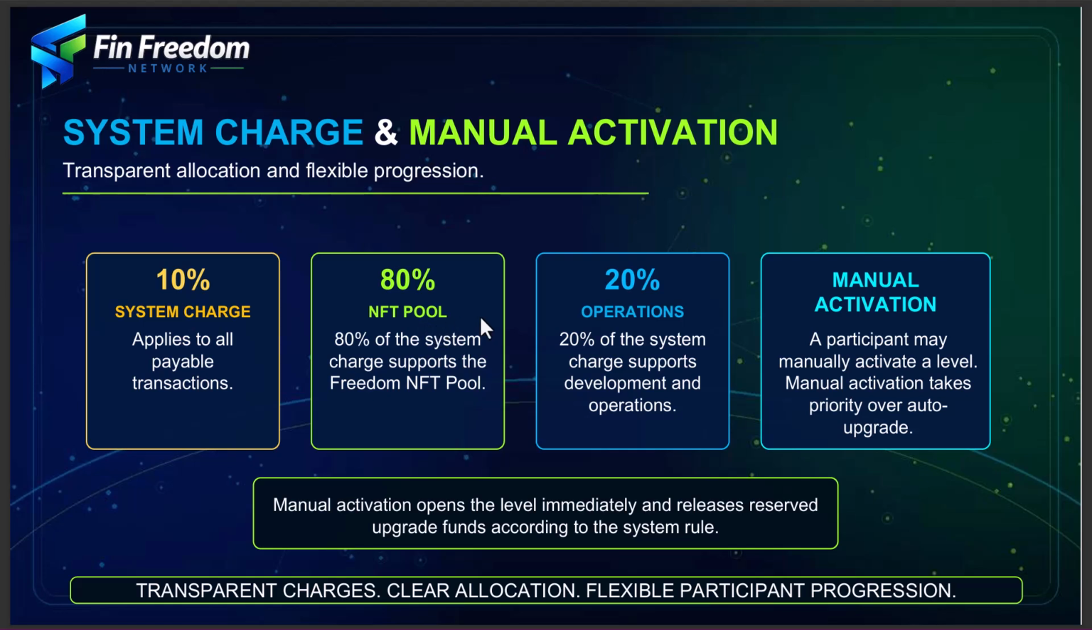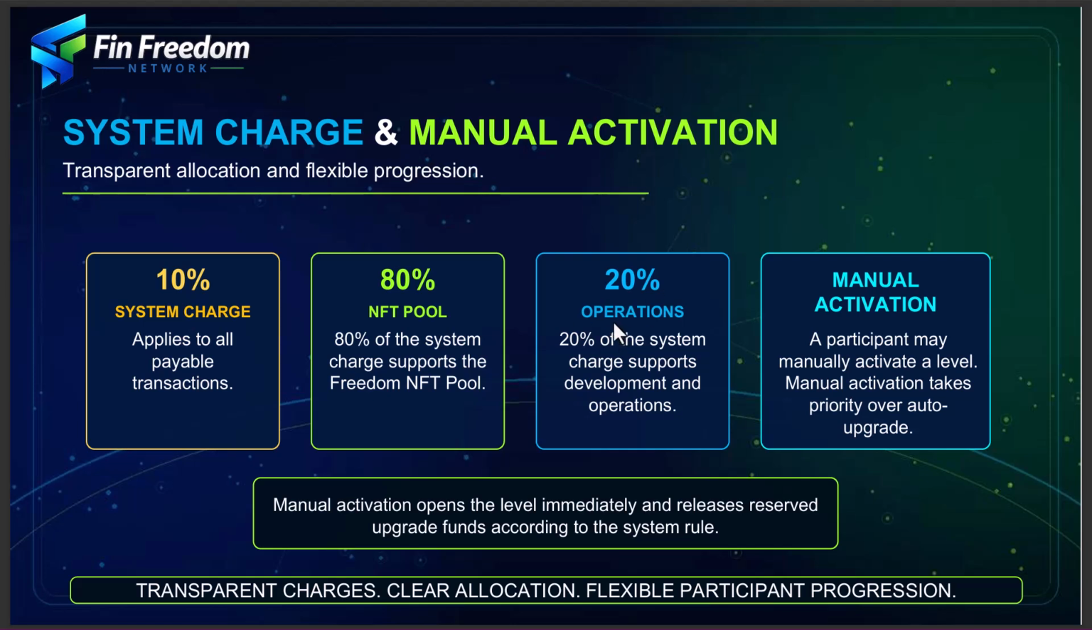80% of the system charge supports the Freedom NFT pool. So of all this 10% going to the pool, 80% of it goes to those who have qualified for NFT. You earn money from that money, and then 20% of that money goes to operation. So the daily maintenance of the system and the operations that happen within the system, 20% of this 10% goes into it.